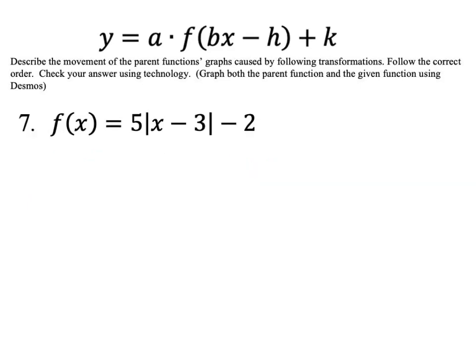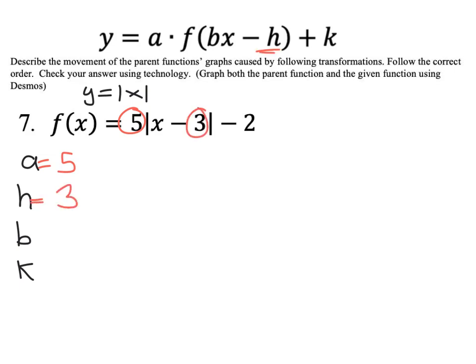Okay, so now I have an absolute value function. So my parent function here would be y equals the absolute value of x. So let's check out what's happening here. All hail Burger King. Do I have an a value? Okay, so that's coefficient out front. Sure do, it's 5. Do I have an h value? This would be positive 3. It's the opposite of the sign you see. Do I have a b value? No, it's just going to have the same coefficient of 1 there, so I'm going to cross that off. Do I have a k value? Yep, got 2 subtracted off on the end.